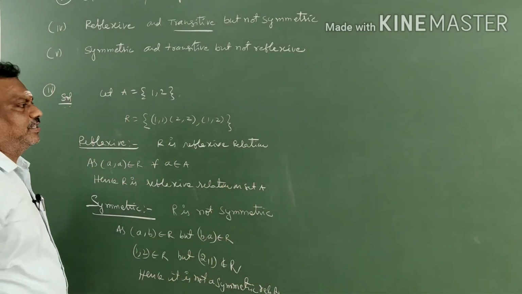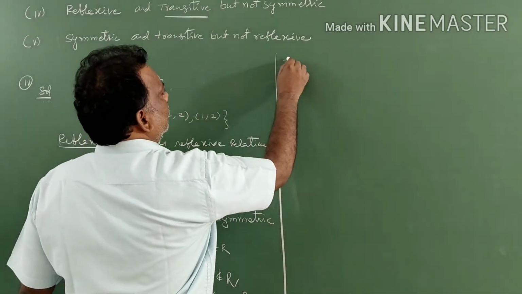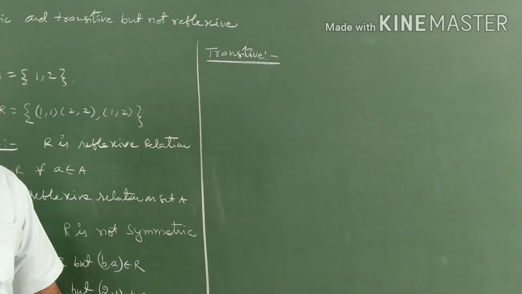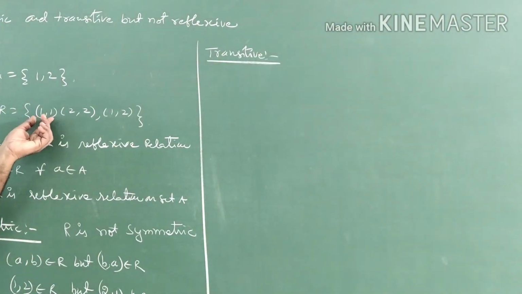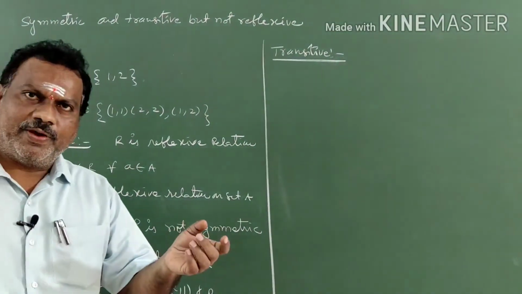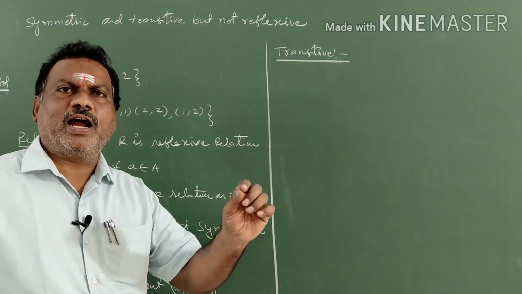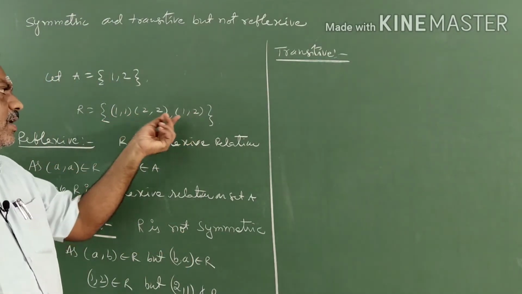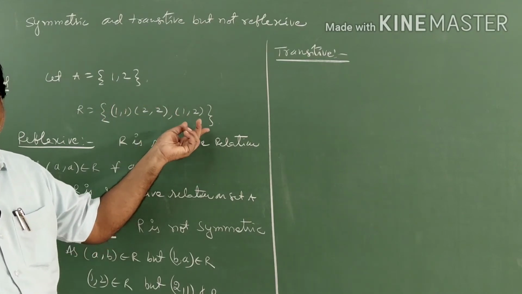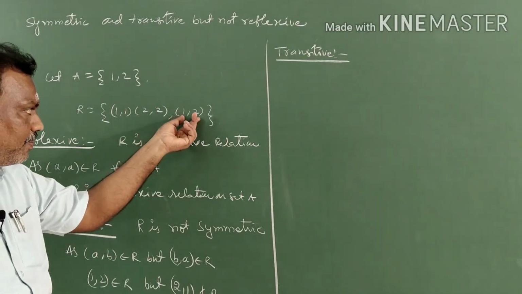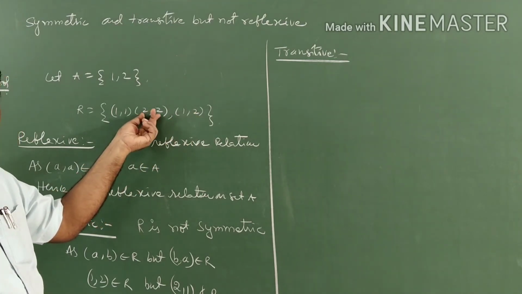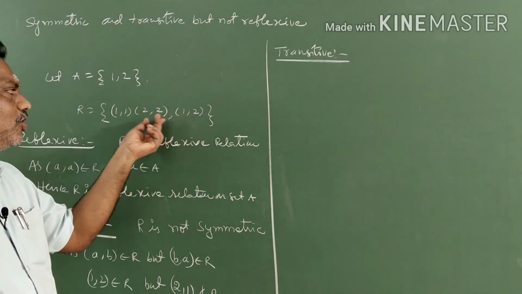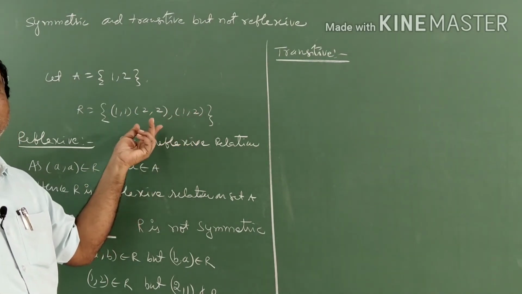Now we have to check the transitive. R is a transitive relation because we already checked that if ordered pair AB and ordered pair BC are present, then obviously ordered pair AC is also present. See that (1,1) and (1,2), AB, BC, AC is nothing but (1,2), it is also present here. Next, AB (1,2), BA (2,2), again (1,2), it is also present, it is satisfied.